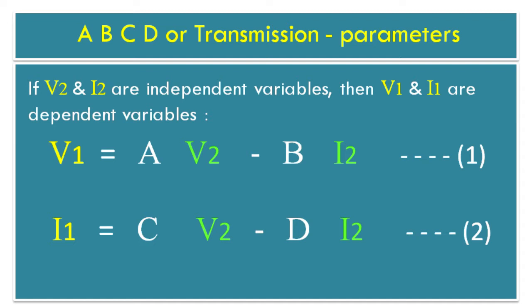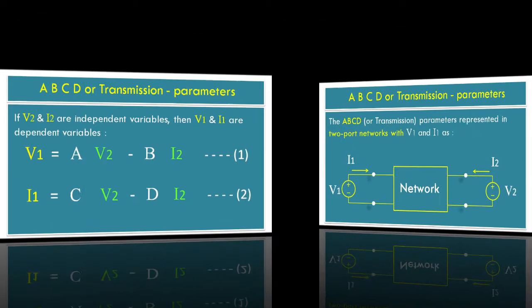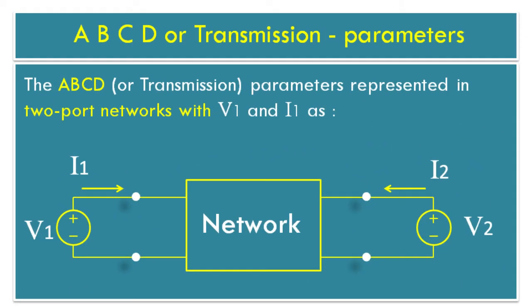Now transmission parameters in equation form are represented as: voltage V1 is equal to transmission coefficient A into voltage V2 minus transmission coefficient B into current I2, which is given by equation 1, and current I1 is equal to transmission coefficient C into voltage V2 minus transmission coefficient D into current I2, which is given by equation 2. The transmission parameters are represented in two-port networks with voltage V1 and current I1 as inputs.